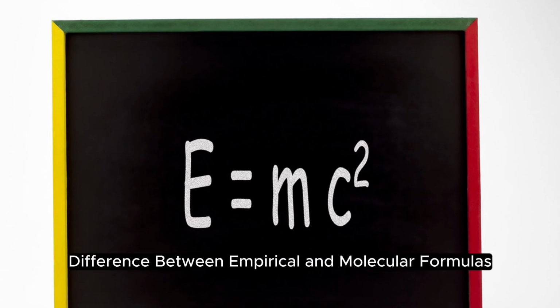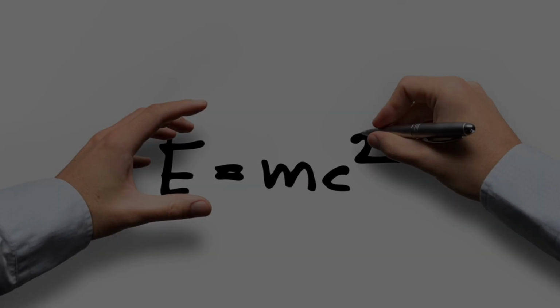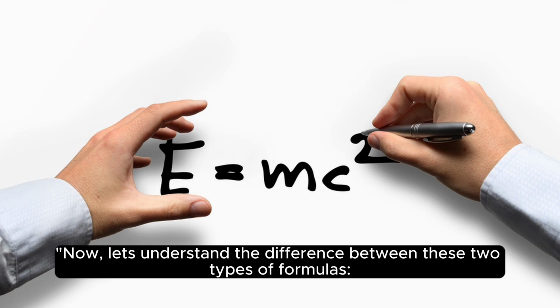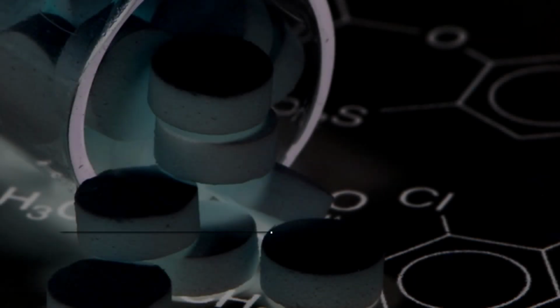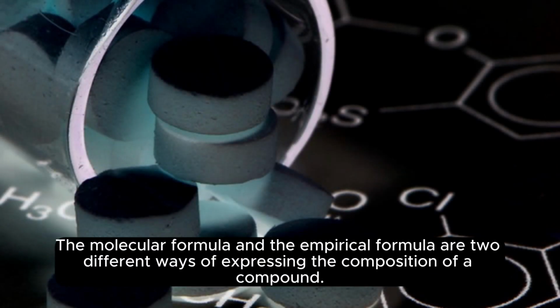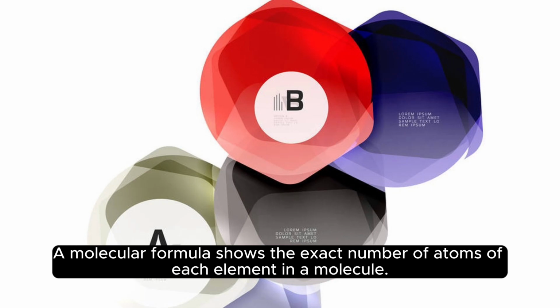Difference between empirical and molecular formulas. Now, let's understand the difference between these two types of formulas. The molecular formula and the empirical formula are two different ways of expressing the composition of a compound. A molecular formula shows the exact number of atoms of each element in a molecule.